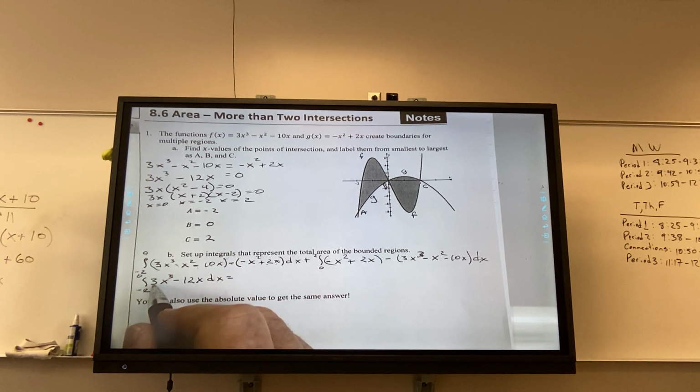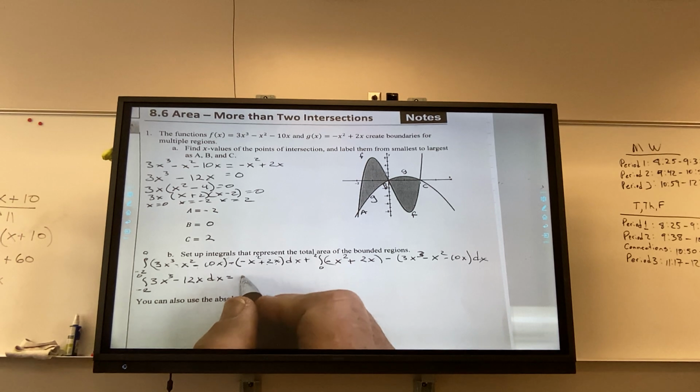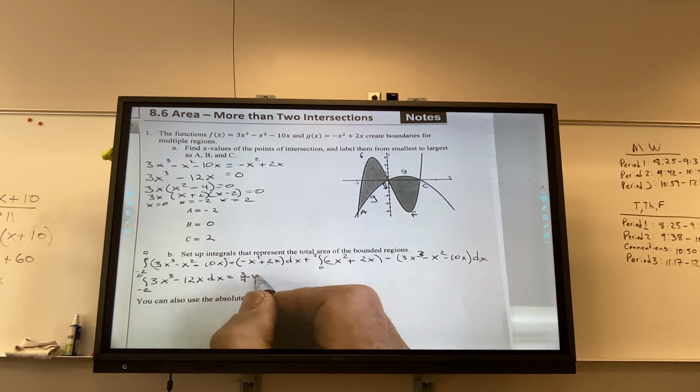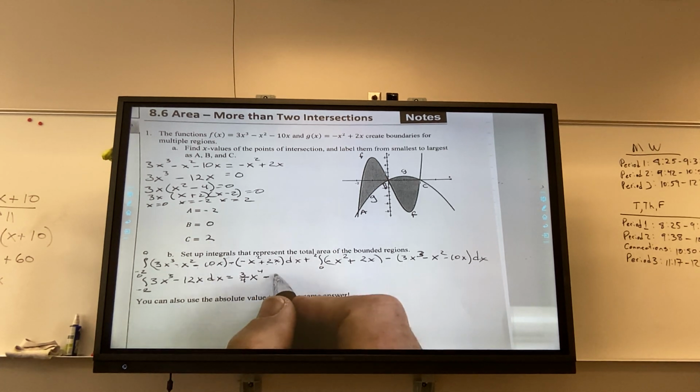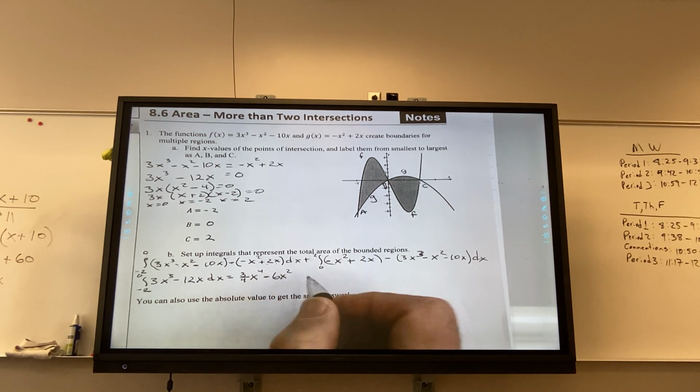Ariana, what's the antiderivative of 3x cubed? 3/4 x to the fourth. Perfect. Minus, and what's the antiderivative of 12x? 6x squared. 6x squared, perfect. Evaluated from -2 to 0.